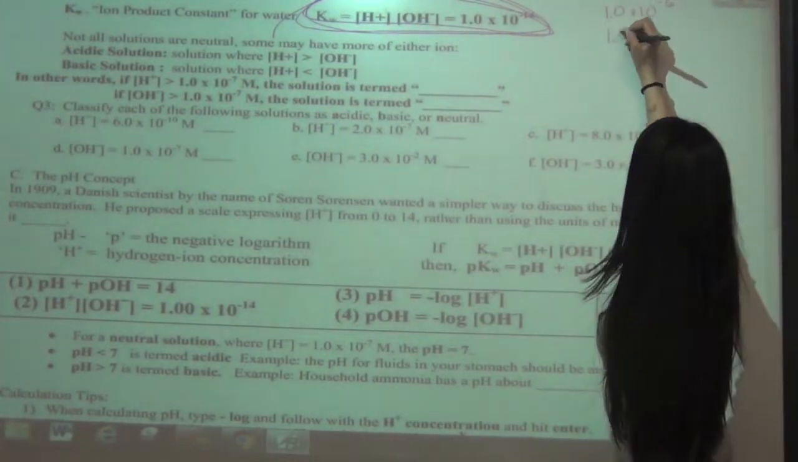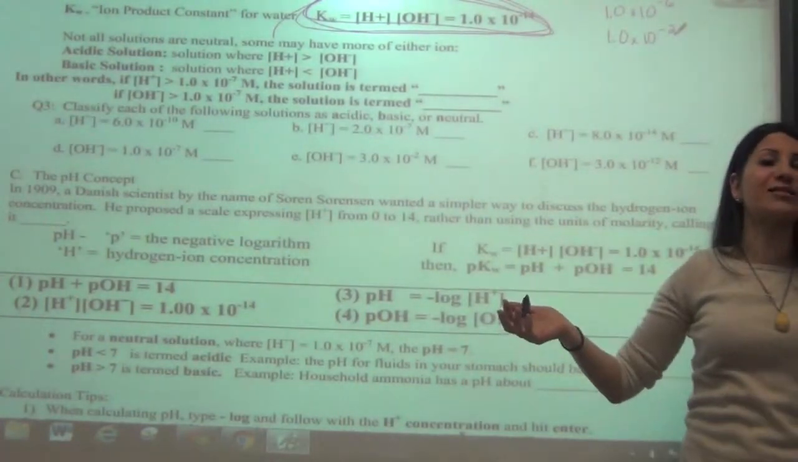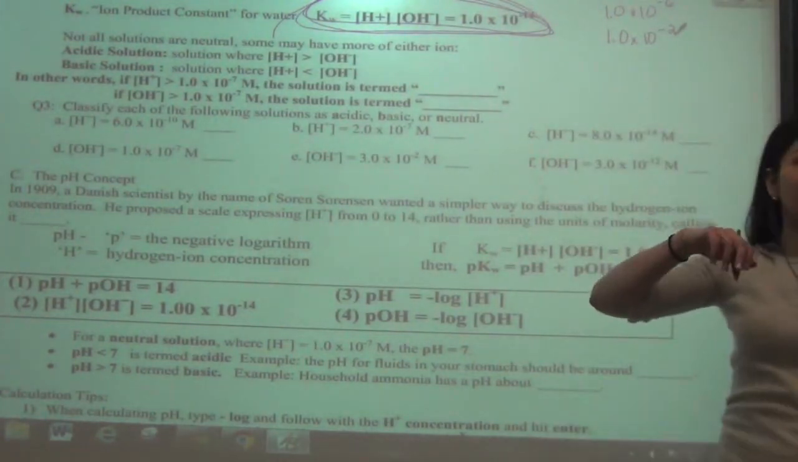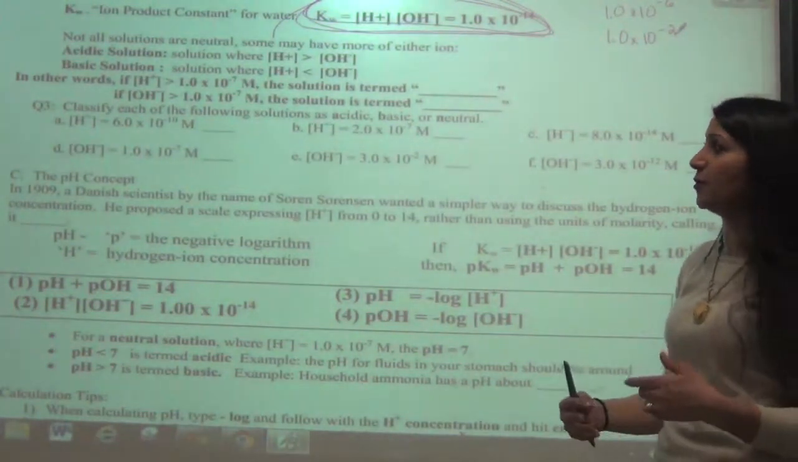Awesome. So what if it were 1.0 times 10 to the negative 2? Let's say that's my hydroxide. What would my hydrogen ion be? To the negative 12. Awesome. Perfect. Okay, so it's always going to add up to equal negative 14. So you can switch back and forth between them.